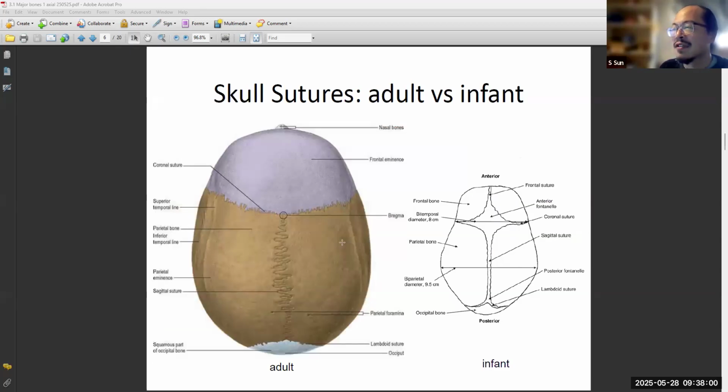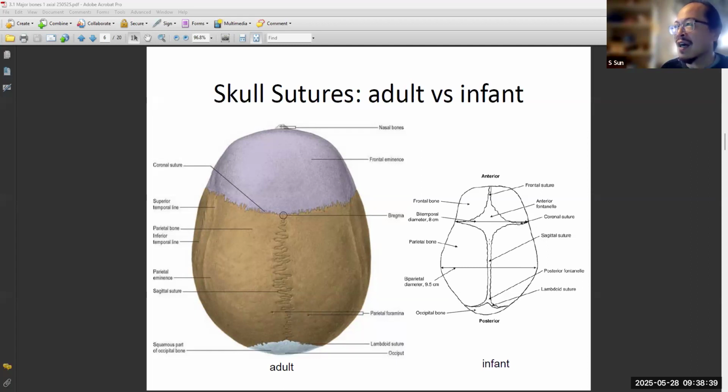superior view. If we look at the superior view, we can see this is the coronal that we just talked about. This one is the sagittal. You can see that this is a zigzag-like suture. Sagittal, and then this one is the lambdoid, right? And here are the bones, frontal, parietal, occipital. We can also compare the adult suture versus the infant, a baby younger than 1 year old.